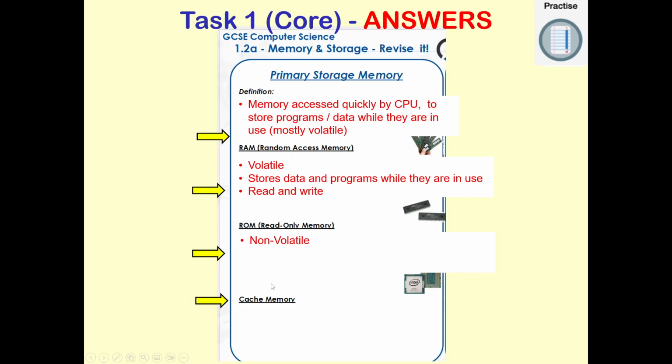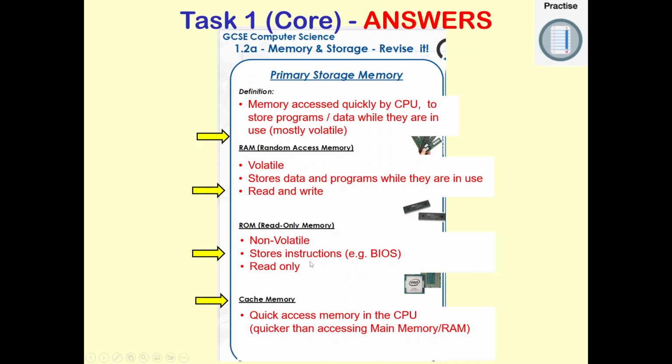ROM, non-volatile, stores instructions, for example, the BIOS chip, and it is read-only. You cannot change the contents of ROM. And finally, cache memory, quick access memory inside the CPU. It's much quicker than accessing it from RAM or from main memory, and it stores regularly used data and instructions. And again, it's volatile. Checking, PowerPoint pen, add to your answers.